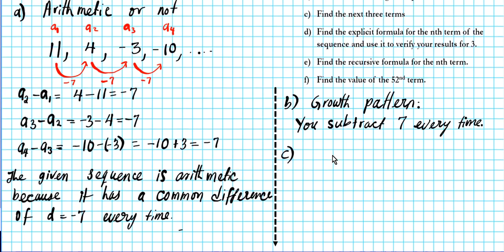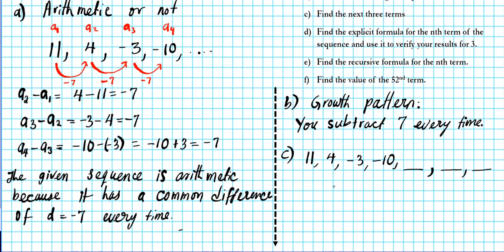Part C, we're to find the next 3 terms using the same pattern. So we have 11, 4, -3, -10. Okay, so that's what's given. We need to find the next 3. As indicated earlier, this is A1, 2, 3, 4. So if we want to find the following terms, we just follow the same pattern.